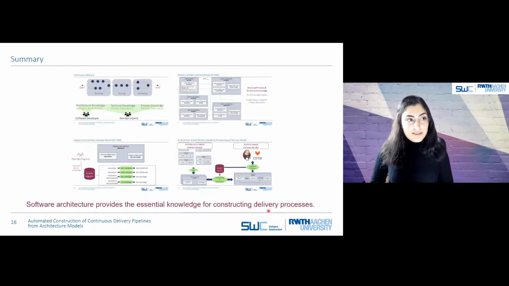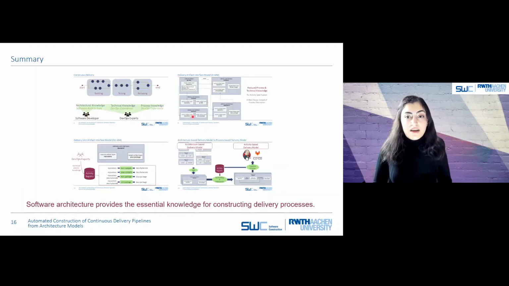This brings me then to the end of my presentation. Basically, we looked at 4 major points. First, we established that there are 3 different knowledge areas necessary for modeling delivery processes. Hereby, software developers with only architectural knowledge are clearly disadvantaged.